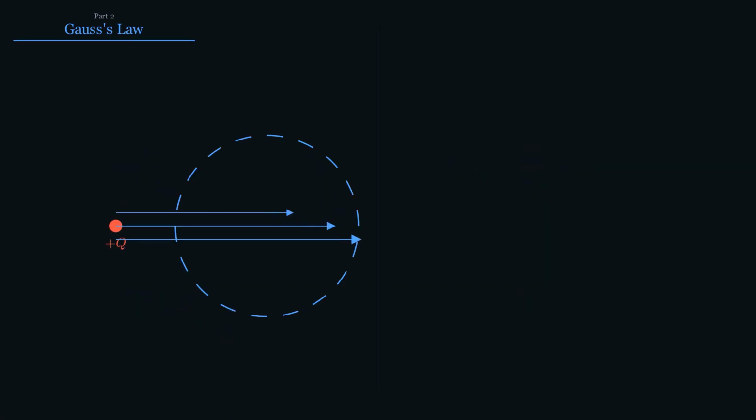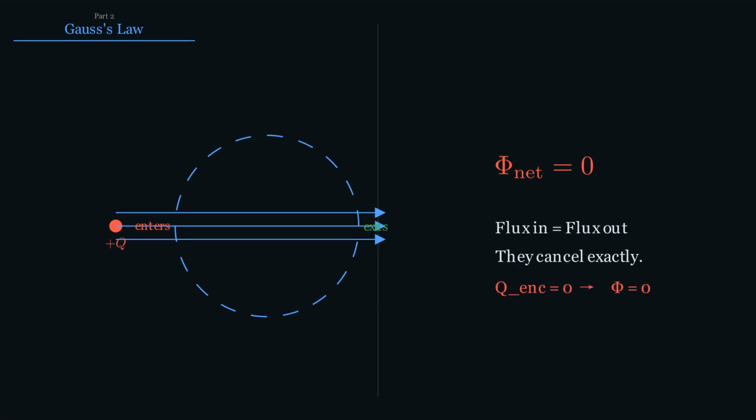Now here's the critical insight. What if the charge is outside the surface? The field lines enter the surface on one side, but they must also exit on the other side. For every field line going in, there's one going out. The flux in and flux out cancel perfectly. Net flux is 0. This is why Gauss's law says Q enclosed, not Q total. Charges outside contribute nothing to the net flux.